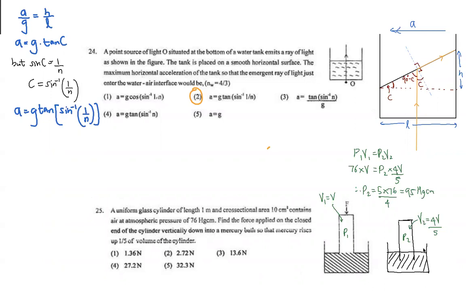So the additional pressure is how much? The increase in pressure is equal to 95 centimeter mercury minus 76 centimeter mercury. What is the value? That is going to be 19 centimeter mercury.